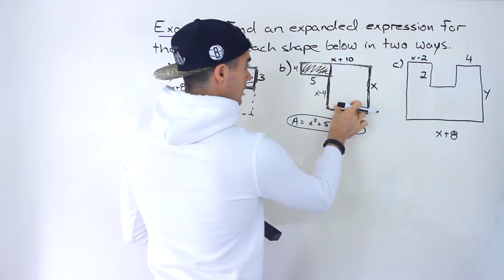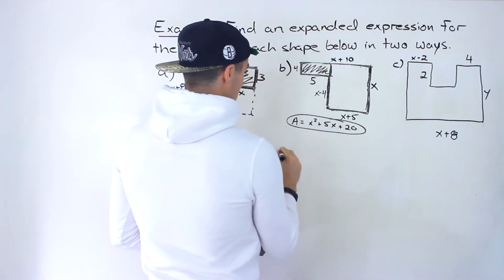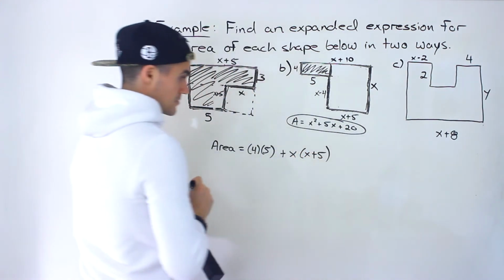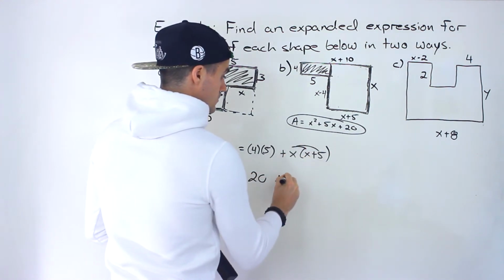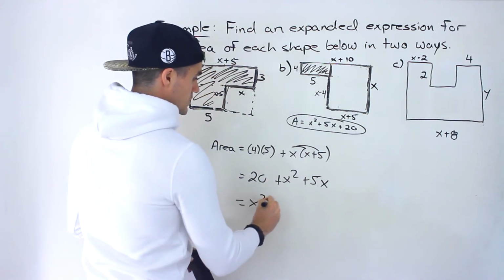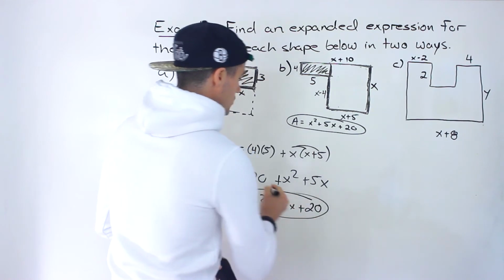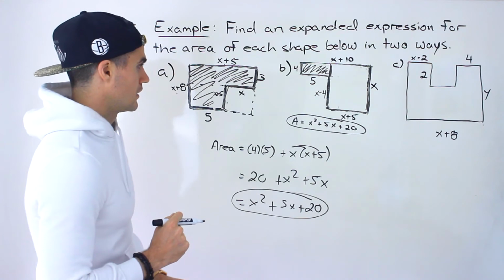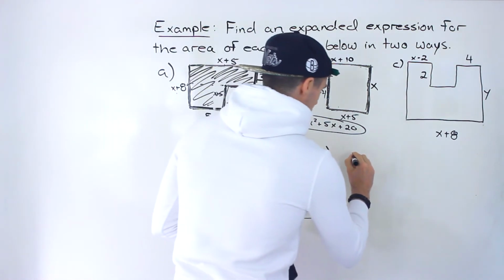Versus this one over here, notice we have this length, which is x. We got this length, which is x plus 5. So it's going to be x times x plus 5. So we end up with 20 plus distribute. So we end up with x squared plus 5x plus 20, which is the exact same thing we got before. Okay, and then even though there's only two ways, let's just do the third way.